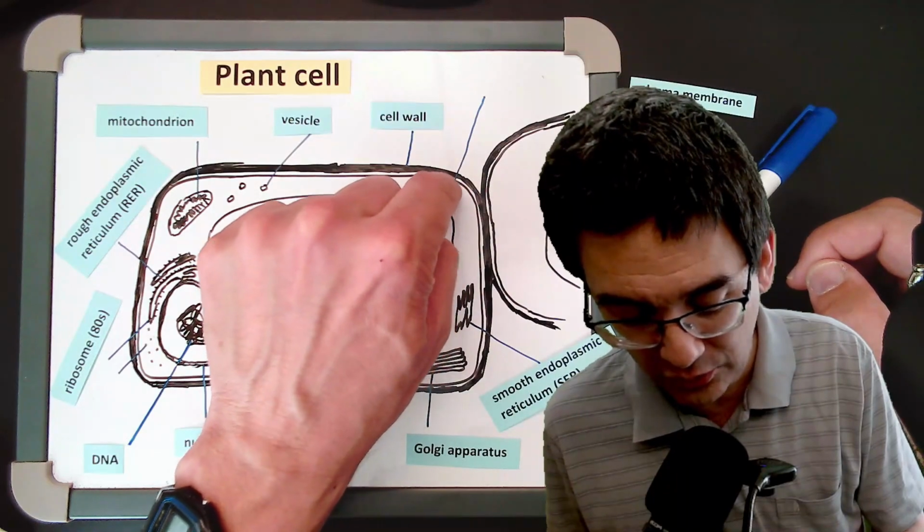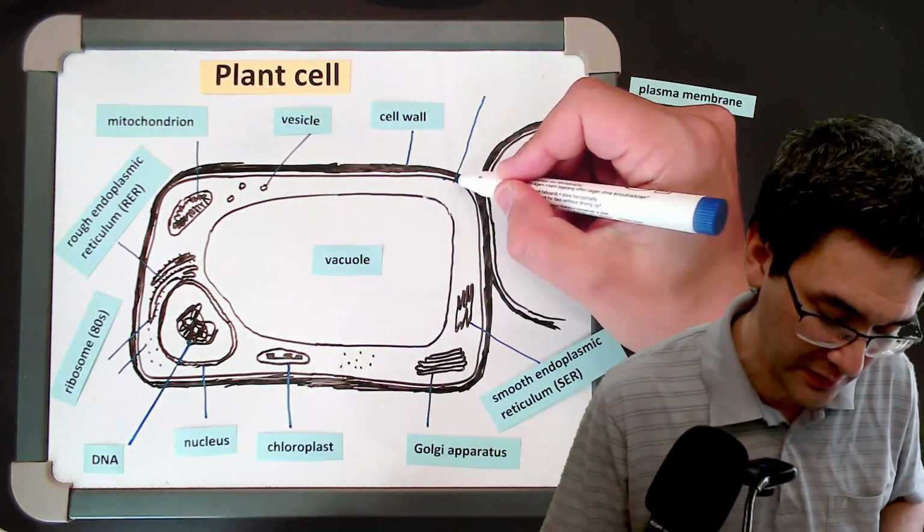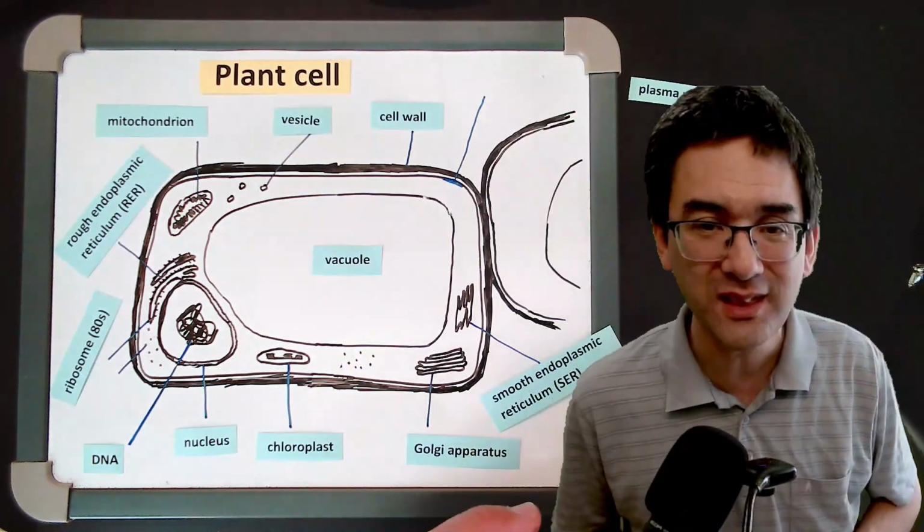I don't really know how to do this. But it's supposed to really point to the plasma membrane, which is this inside over here. Okay, that's the plasma membrane. It's very thin.